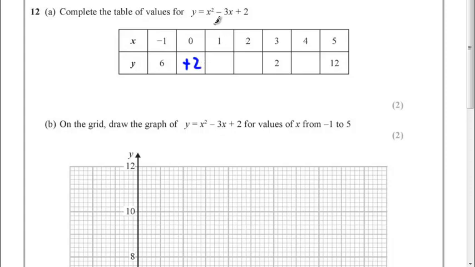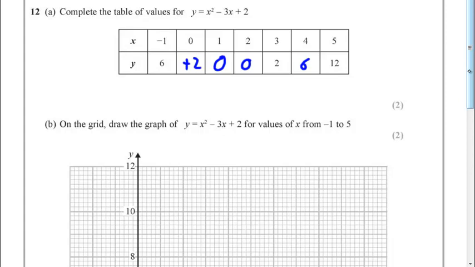Now put the value of x equals 1 in. That's 1. That will be minus 3. 1 minus 3 is minus 2, plus 2 is 0. Put 2 in now. 2 squared is 4, and 2 3s are 6, 4 minus 6 is minus 2, plus 2 is 0 again. The final one, 4 squared is 16, 3 4s are 12, 16 minus 12 is 4, plus 2 is 6.